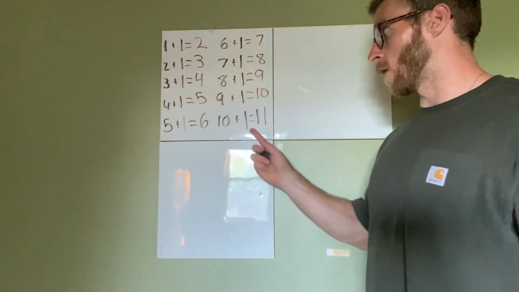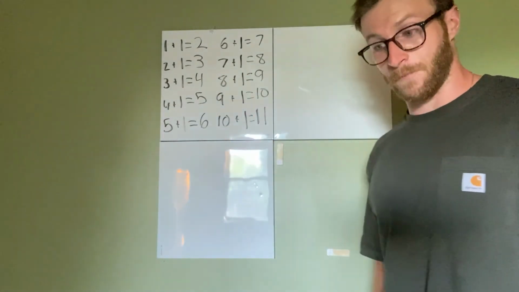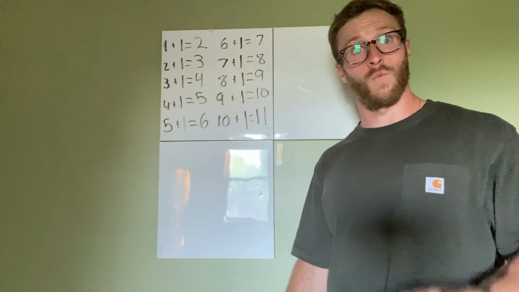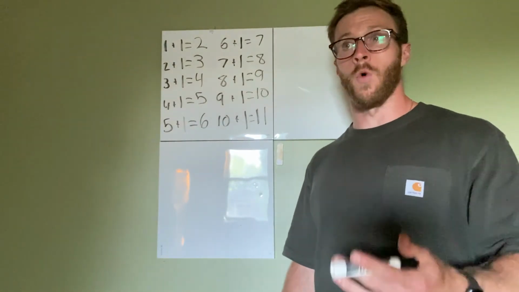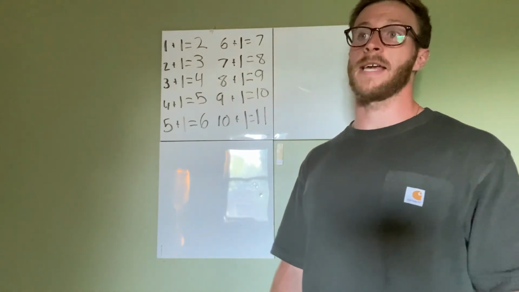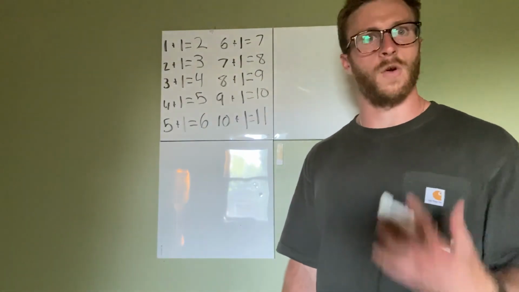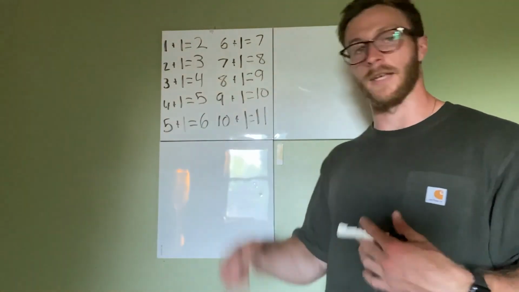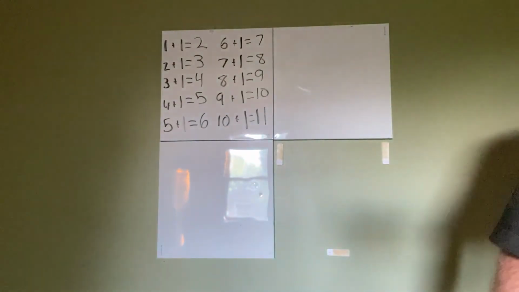So 10 plus 1 is 11, because 11 is the next number after 10. If we were to count up to 10, let's see if 11 is the next number we'd say. 1, 2, 3, 4, 5, 6, 7, 8, 9, 10, 11. All right, so 1 plus 10, or 10 plus 1, is 11. Very, very good.